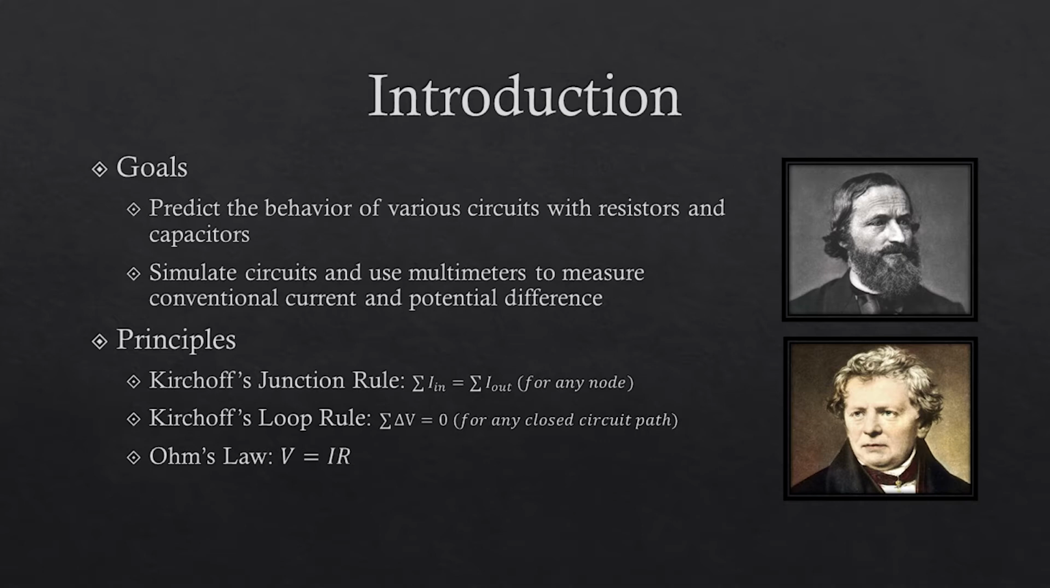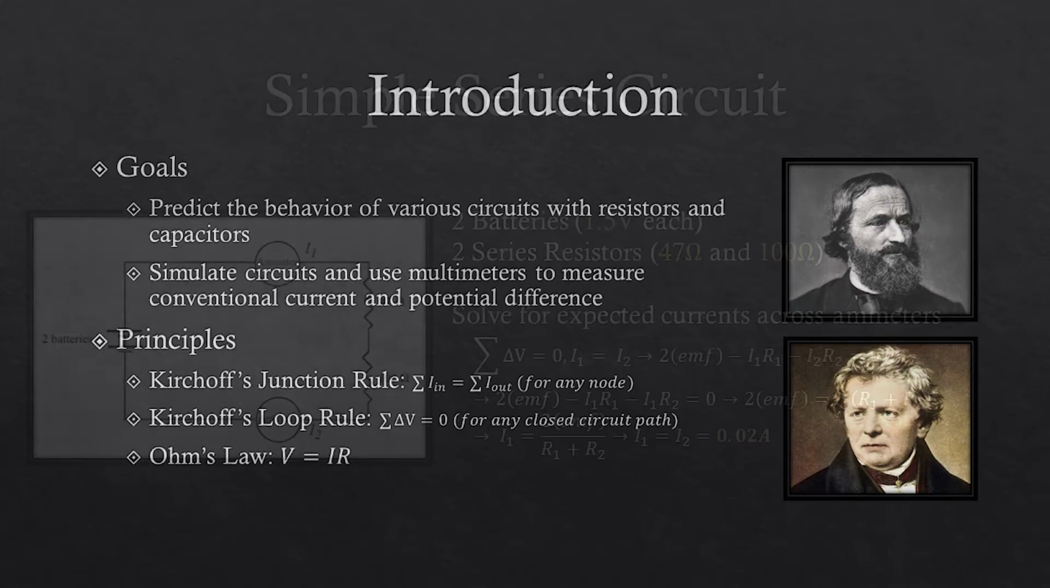The key principles that we're using are Kirchhoff's junction rule, which states that the sum of the current going in is the same as the sum of the current going out for a particular node in a circuit. The next one is Kirchhoff's loop rule, which states that the sum of the potential difference for a closed circuit path or loop is 0. And we have Ohm's law, which is the potential difference is the same as the product of the current times resistance.